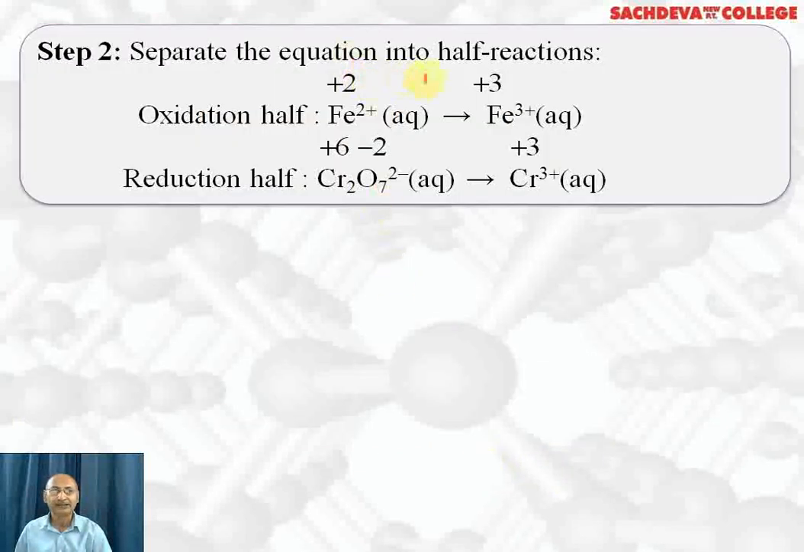Now we are separating it into two half equations. The first one is ferrous changing to ferric, and the oxidation number is changing from plus 2 to plus 3. Second, we are breaking Cr2O7 2 minus to Cr plus 3. Here we calculate the oxidation number of Cr. Let's take it as x. So 2x minus 14 equals minus 2, x is equal to 12, that is, x is equal to plus 6. So chromium has oxidation state plus 6, oxygen has oxidation state minus 2, and here chromium has oxidation number plus 3.